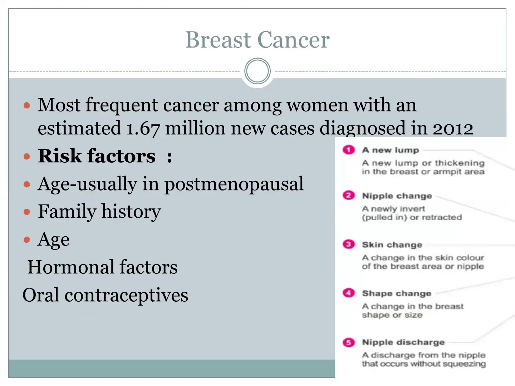Then breast cancer. This is the most frequent cancer among women, with an estimated 1.67 million new cases diagnosed in 2012. The risk factors include age, usually postmenopausal, and family history. The BRCA1 and BRCA2 genes are responsible in family history, along with age, hormonal factors, and oral contraceptives. So these are the early signs of breast cancer: a new lump, nipple change, skin change, shape change, and nipple discharge.